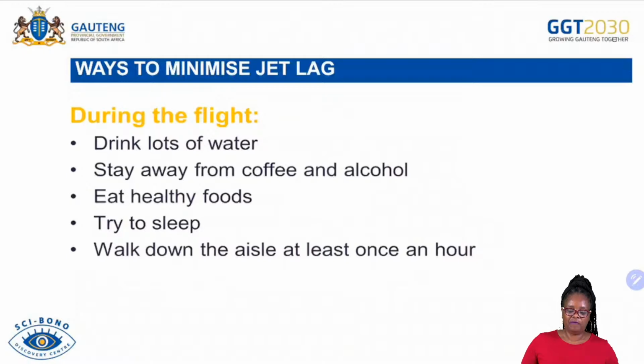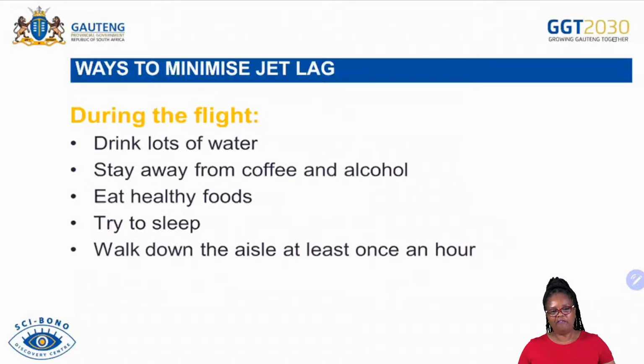Stay away from coffee and alcohol because we know that they dehydrate the body. Stay away from alcohol, stay away from coffee. Also, within there, you need to eat healthy food. Even if it's not easy, try to sleep. During your flight, just try to sleep. It will minimize the effect of jet lag.